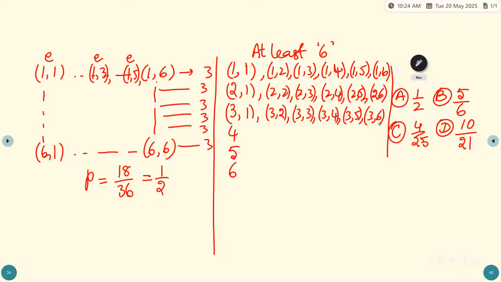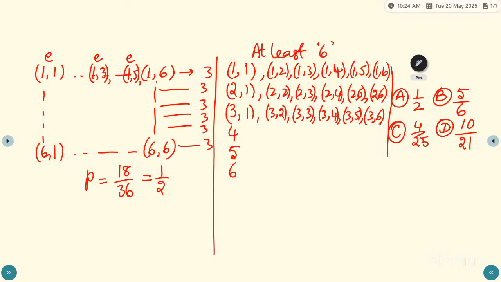How many exhaustive events are there? Everything I have written on the board. You are looking at me. Just look at the board and tell me how many exhaustive events I have written. What about 4? Is it not an exhaustive event? What about 5? What about 6? Were they included in the exhaustive events or not? Why?